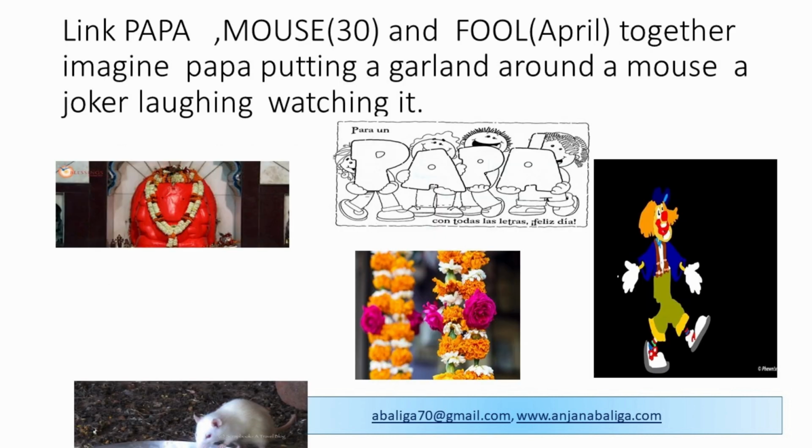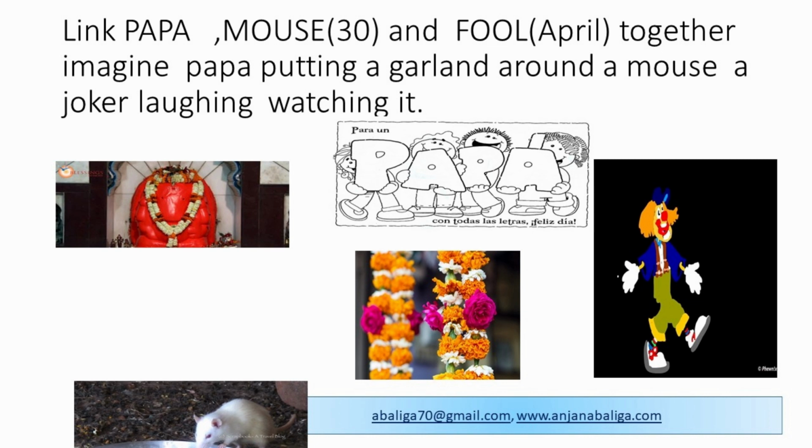In this we see that there is a Ganesh temple and there is a mouse too. So your dad is trying to put a garland around the mouse, and the joker is laughing looking at this scene, and you are also laughing along with the joker. So you can see Papa putting the garland around the mouse. Garland gives you the clue that it is his anniversary, and mouse gives you the number 3 and 0.